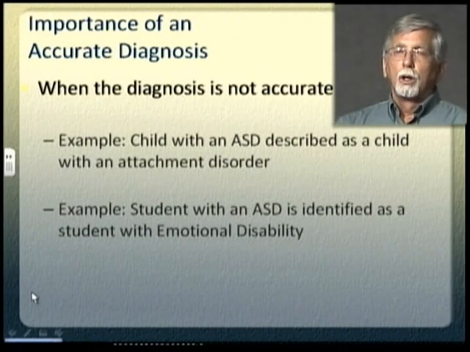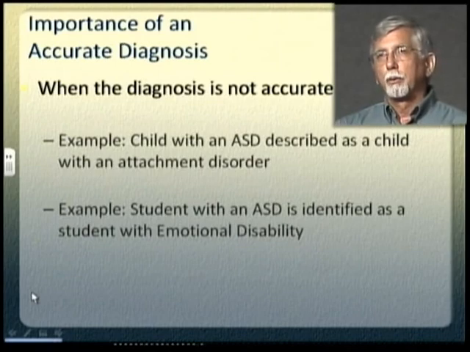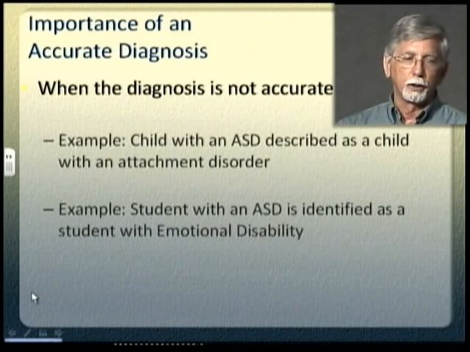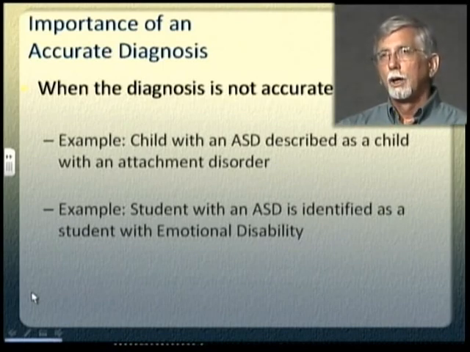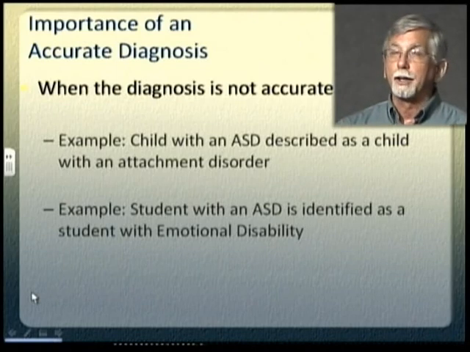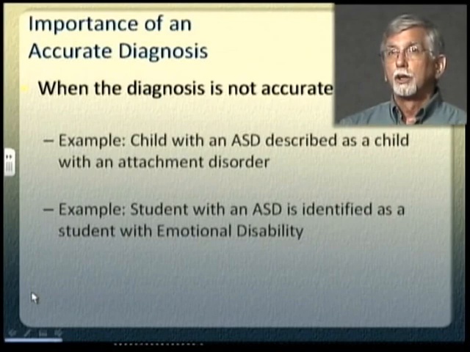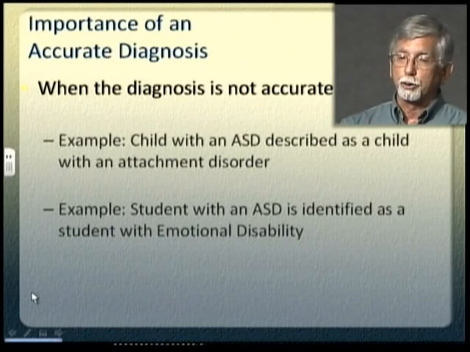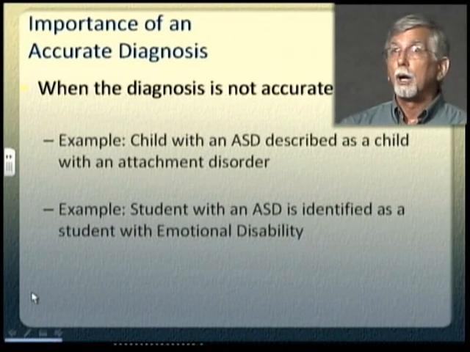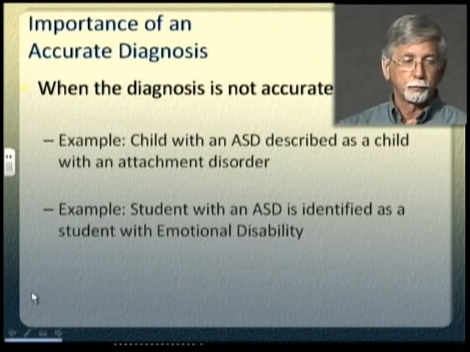A further instance then of the importance of having an accurate diagnosis. We might consider the example of a child with an autism spectrum disorder who is described clinically as a child with an attachment disorder. If this child is seen in a mental health setting and is diagnosed with an attachment disorder, it will lead to a very different choice of interventions. It will lead to a very different explanation that we offer to parents. And for a child with an autism spectrum disorder, those interventions and those explanations are not likely to be helpful and may in fact be harmful or at least hurtful to parents.